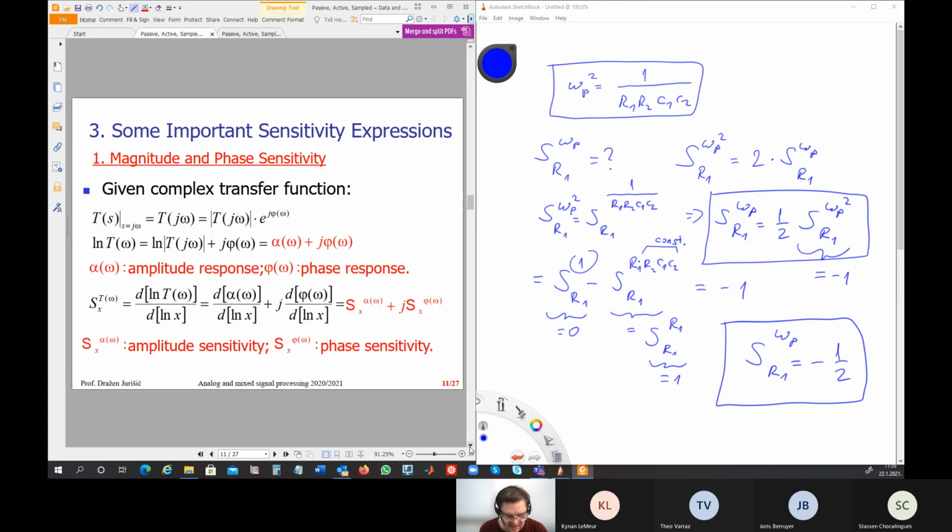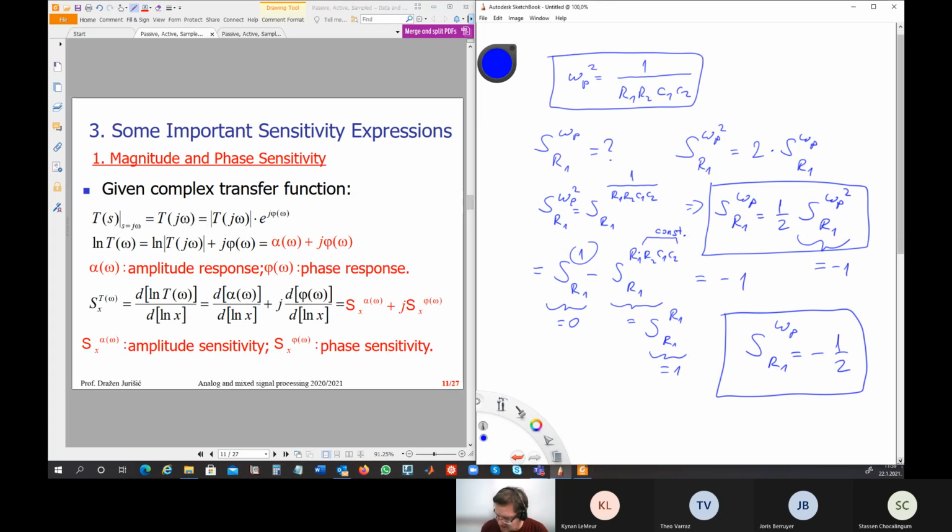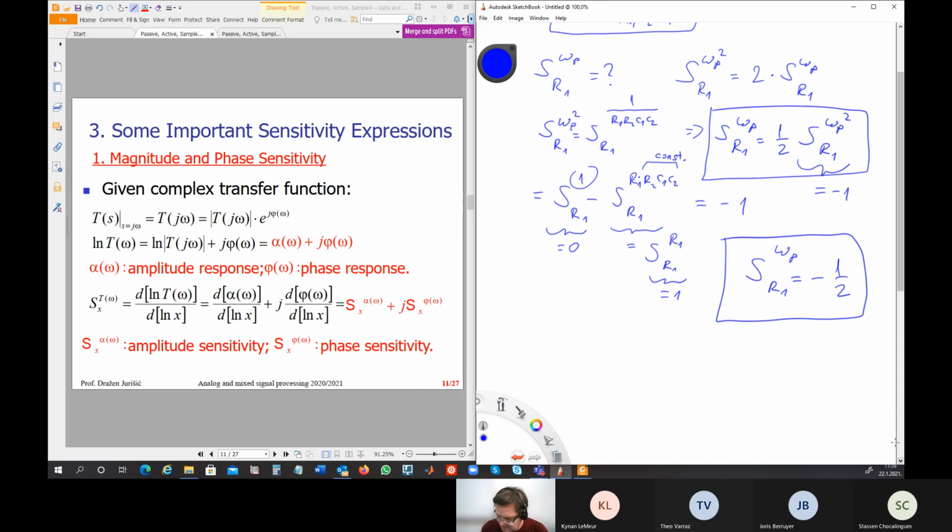Now, the next question is how we can see our magnitude. What's going on? Let's say our magnitude looks like this. And if R1 changes by 5%, then it can maybe look like this. So because of the change in R1, we are interested to see what is going on with our absolute T of j omega. So this was nominal.